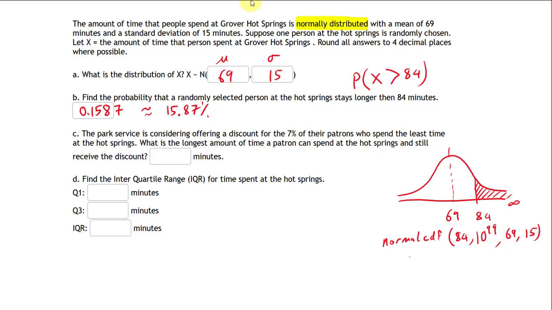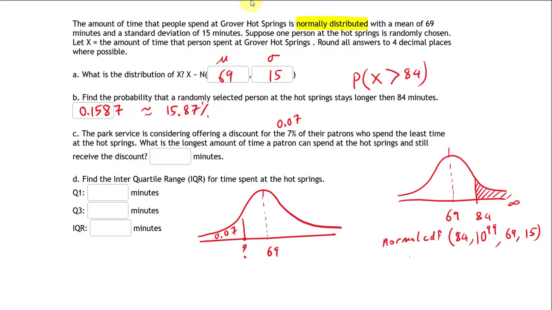Okay, so in this problem, we are told that, again, this is a normal distribution, and we have 7% of their patrons. So that would be right here, 7%. 7% in decimal value is 0.07. So this is 0.07, or 7%. And we are asked what is the longest amount of time. That means what is this value, right? Because this is the highest point. So this is the time. You remember we have the center, the mean value 69. So what is the longest value right here?